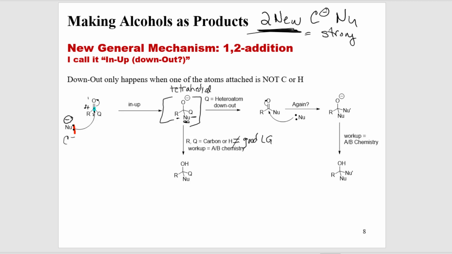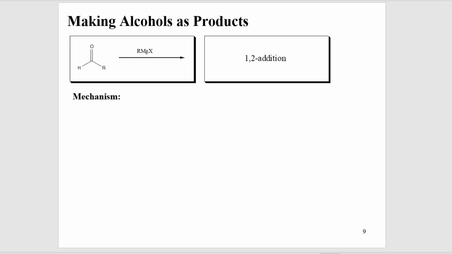There's really nothing more to do with that O- than to just work it up and be done with it. So work it up under acidic conditions to put that proton back on, and you're done. And look, you've made an alcohol. So that's what we're going to focus on first. Let's use a Grignard and introduce an aldehyde. Let's walk through this mechanism.